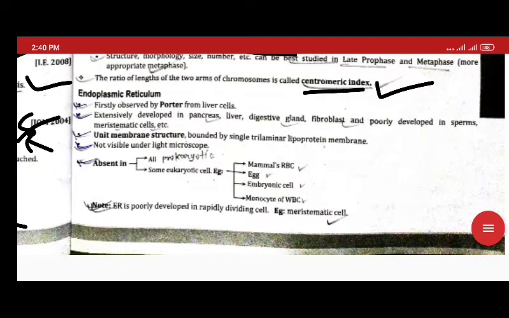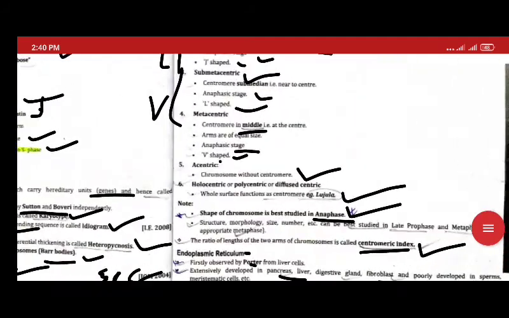Now we have another cell component, that is ER, which was first observed by Porter. It is well developed in the pancreas and digestive system, poorly in sperm. It is bounded by a unit membrane, which means single-layered membrane. It is absent in prokaryotes and some eukaryotic cells like RBC, egg, embryonic cells and monocytes of WBC. ER is poorly developed in rapidly dividing cells, example meristematic cells. So no ER is present in meristematic cells.